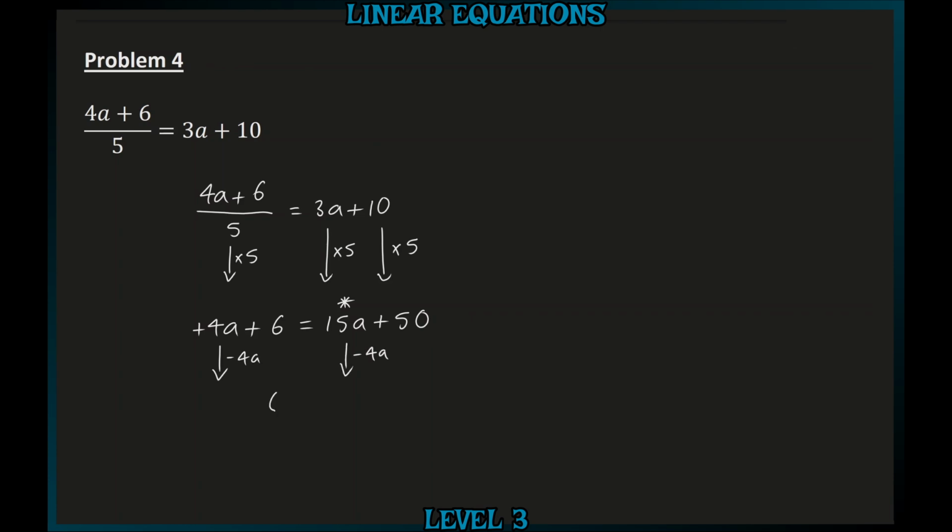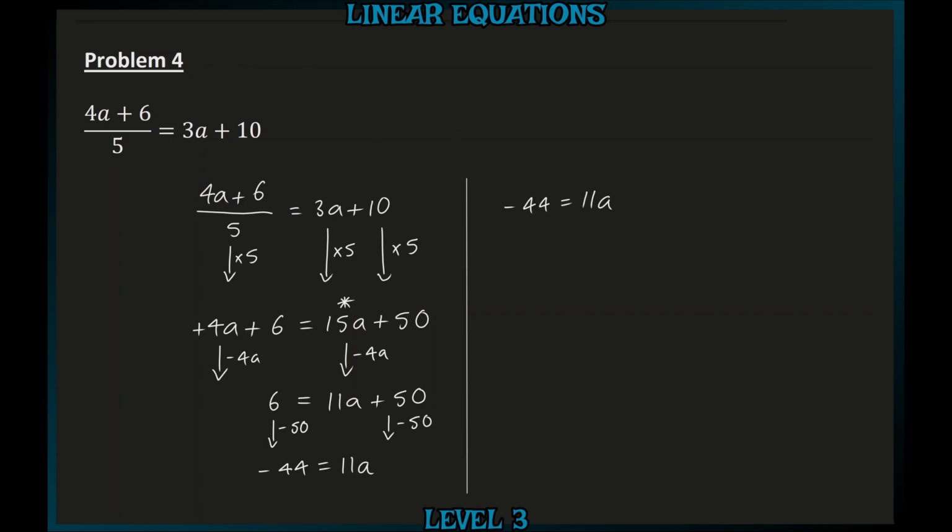So on the left, we just have 6 because the plus 4a and the minus 4a cancel out, and on the right, 15a minus 4a is 11a, and we still have the plus 50. Now staying on the right, we want to remove the plus 50, so we use its inverse, which is minus 50, and we do exactly the same on the left-hand side. Now on the left, 6 minus 50 is minus 44, and on the right, when the plus 50 and the minus 50 cancel out, they just leave us with 11a.